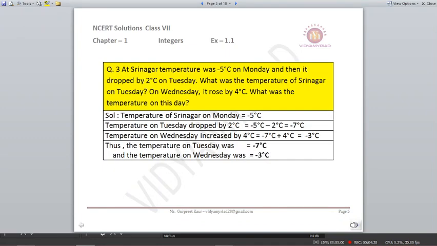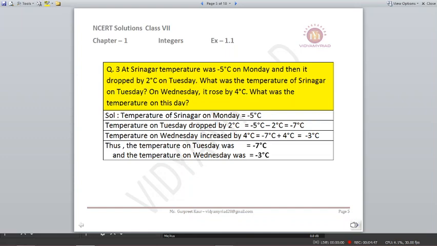At Srinagar, temperature was minus 5 degrees Celsius on Monday. So let's begin our solution by writing: temperature of Srinagar on Monday is equal to minus 5 degrees Celsius. It dropped down by 2 degrees on Tuesday. Drop down means you need to subtract. So it was already minus 5. It will further drop by 2, and it will become minus 7.